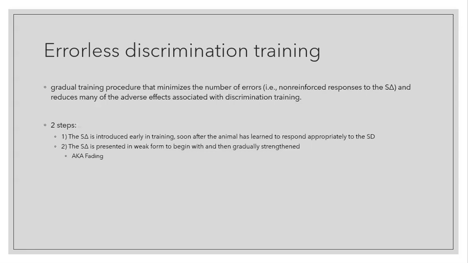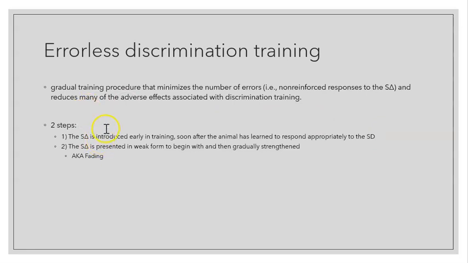Now, choosing which one of these to use, or if you want to use both of them, can depend on your stimuli. For instance, introducing an S delta early can be very difficult and not a great option if your S delta and your SD are super similar. So with the black-capped chickadees, with that male song and female song, we actually don't do this. That's because a male song sounds almost the same as a female song. There are only slight differences, so it's very hard to tell the difference.